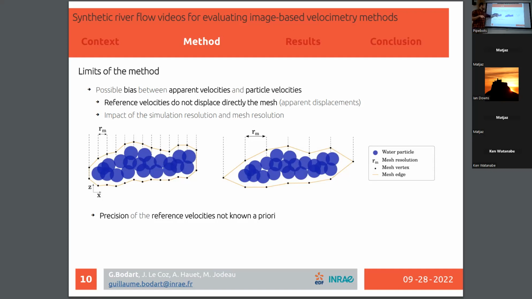This is an example of error in case of a too large mesh resolution. The mesh will not represent the particle movements correctly, so we may have differences between the reference velocities and the velocities that we can see and measure. This is a problem, and the reference velocities are not known prior, and neither is the precision. But we found that with a resolution that is high enough, or fine enough, we reduce this problem. So I'd like to show you a case study first.